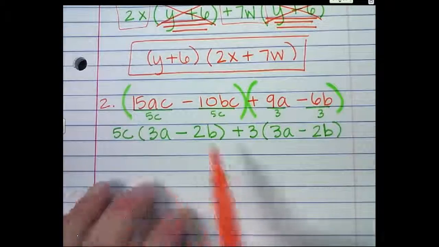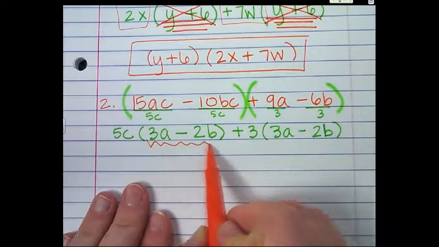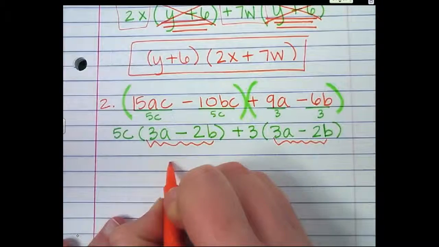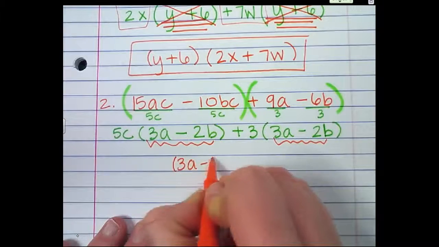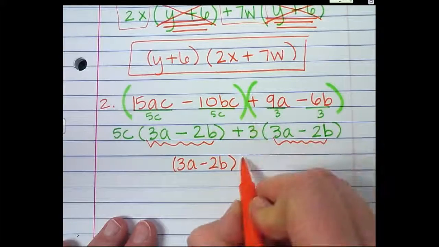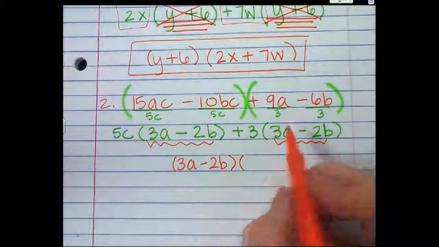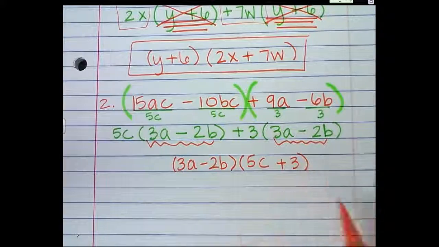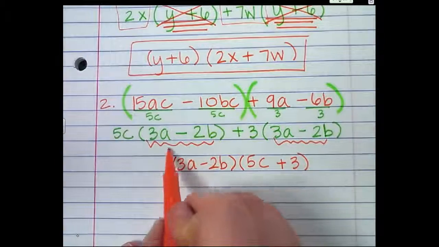The next thing on factoring by grouping is it's nice that you can always look because these should be the same, so that should help you a little bit. So take that same part out, which should be 3a minus 2b, and then what's left over? Perfect, 5c plus 3. And that's it.